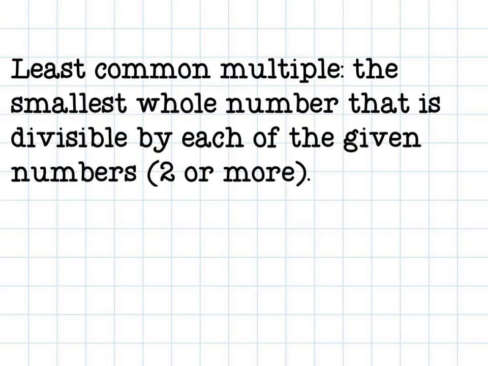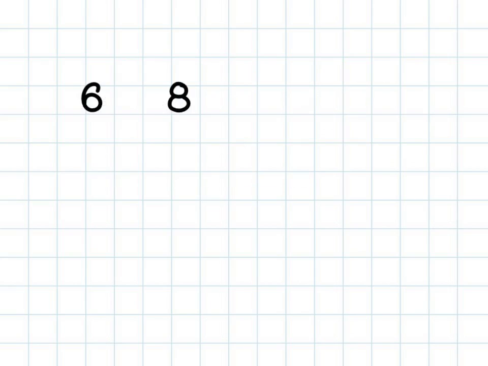Now the least common multiple is the smallest whole number that is divisible by each of the given numbers, and it usually will be 2 or more numbers. For now we're going to focus on 2. So if we start with two numbers, 6 and 8, we are actually going to use a factor ladder in order to find the least common multiple.